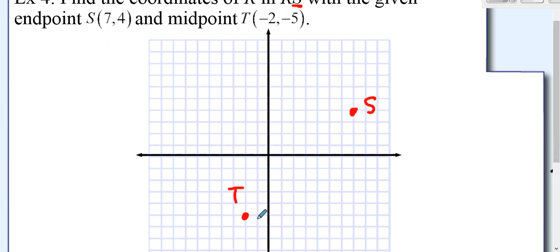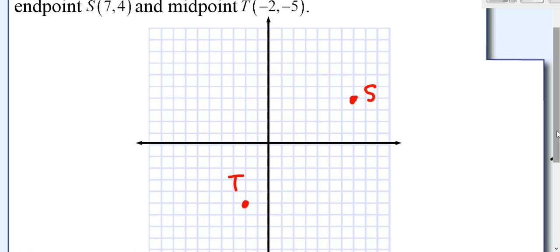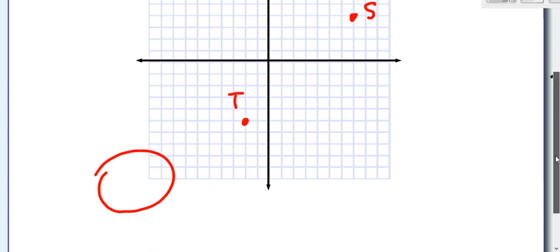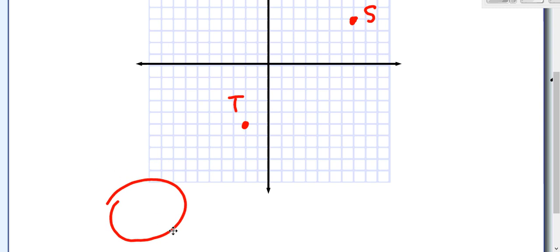So if T is the midpoint, that means whatever it takes to get from S to T, it would do that one more time to get down to the other endpoint. So that means R is going to be somewhere over there, actually lower down probably. Somewhere down there is going to be R. It might even be off our graph. That's okay. We can count it out.